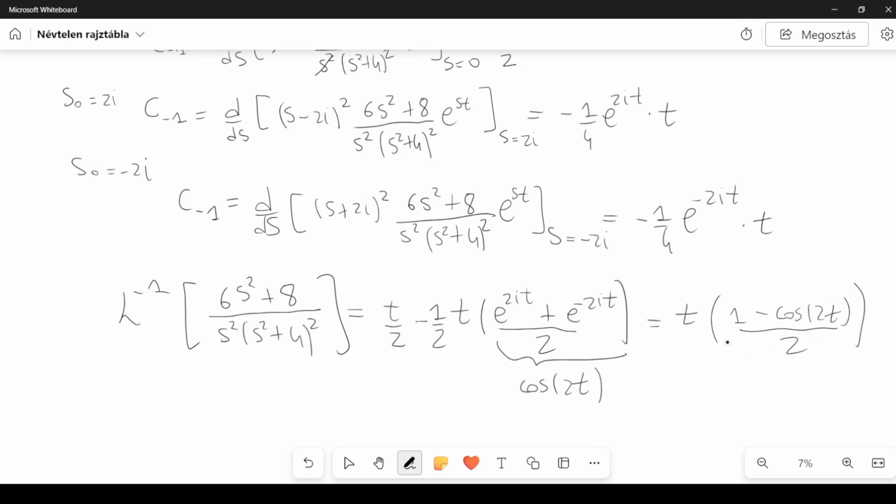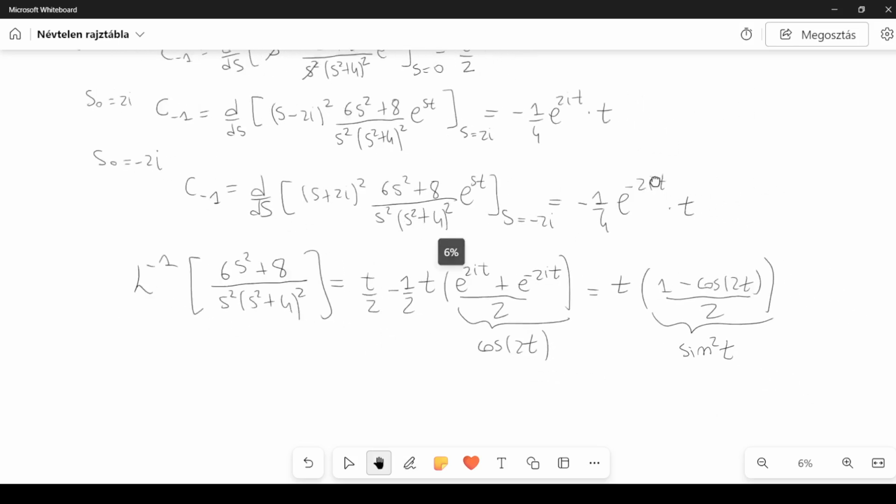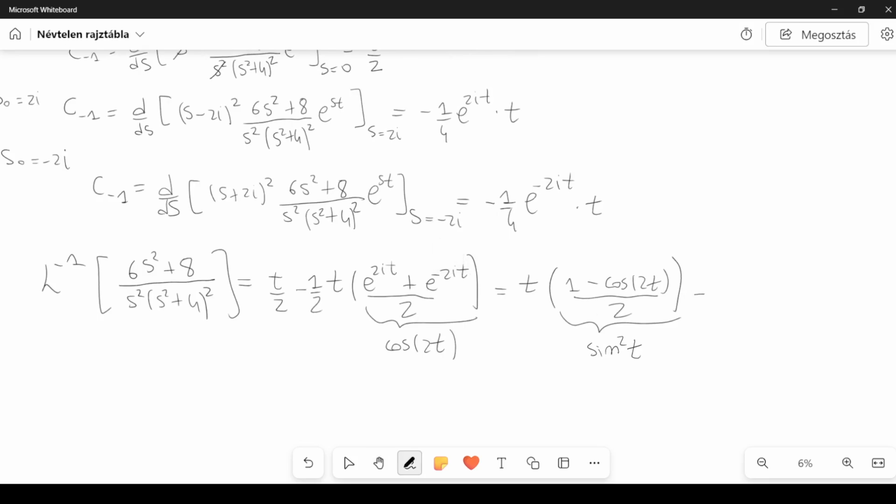And if you want, you can simplify this further, because this is equal to the sine squared of half this angle, so sine squared of t. So the final result is t sine squared of t.